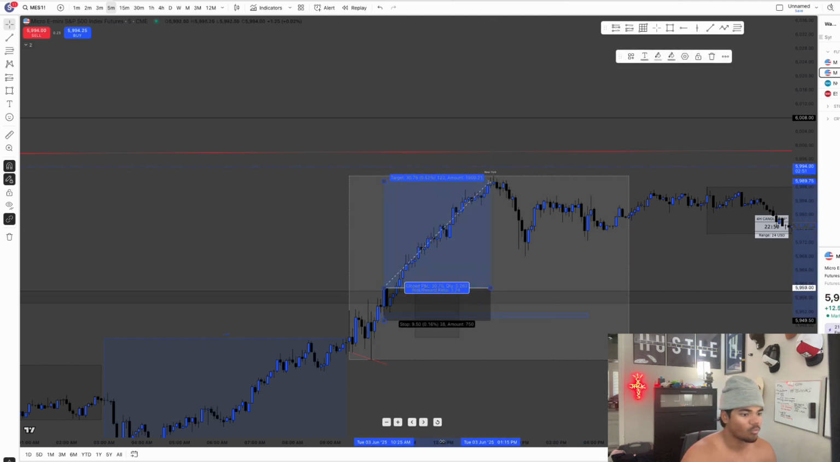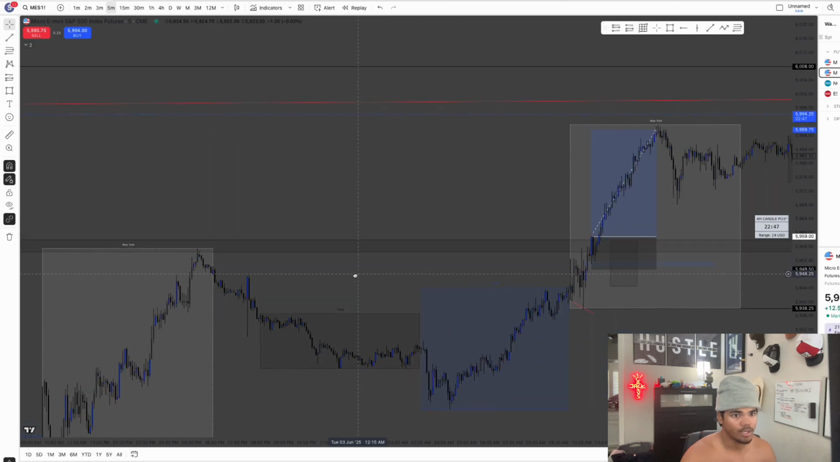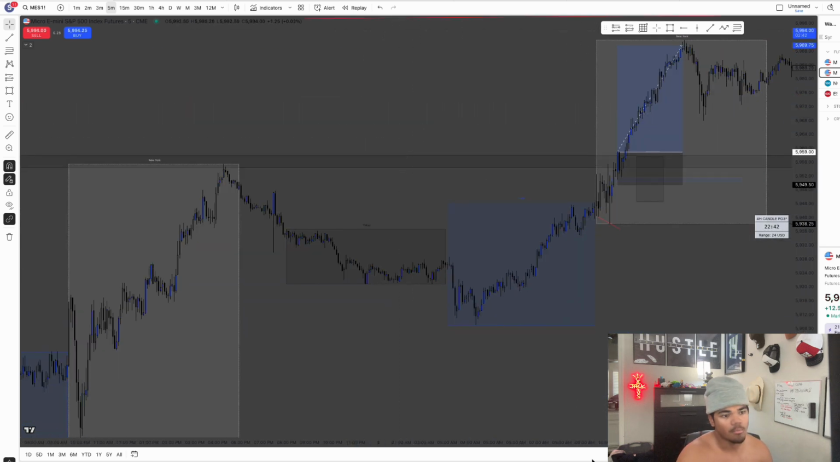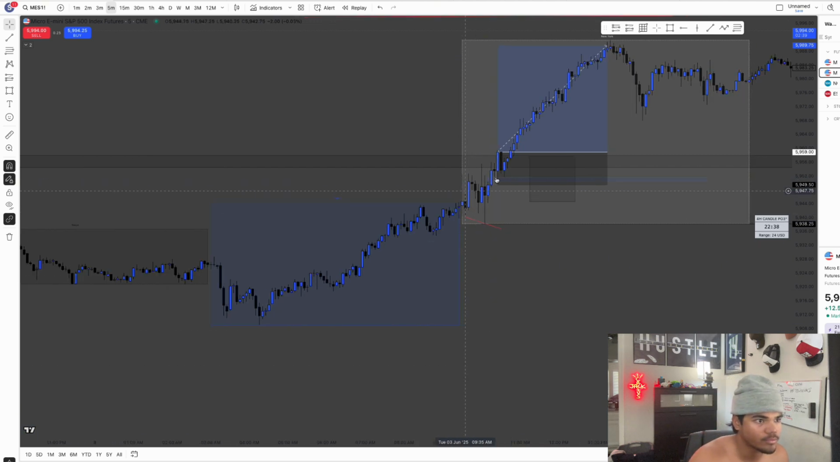Okay. So why was this IFVG so key? And notice, we made this IFVG and we did not go into drawdown not once. But what's the difference between this fair value gap here? Look at this IFVG.